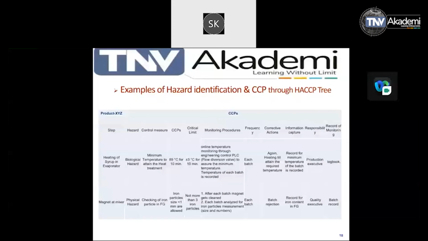After you monitor the temperature reading, you can use online temperature monitoring through your engineering control or PLC, because you have to show the minimum temperature of each batch or of every fourth batch. The frequency you have to define according to your risk and according to your process. So this is a monitoring procedure. Then you define the frequency.